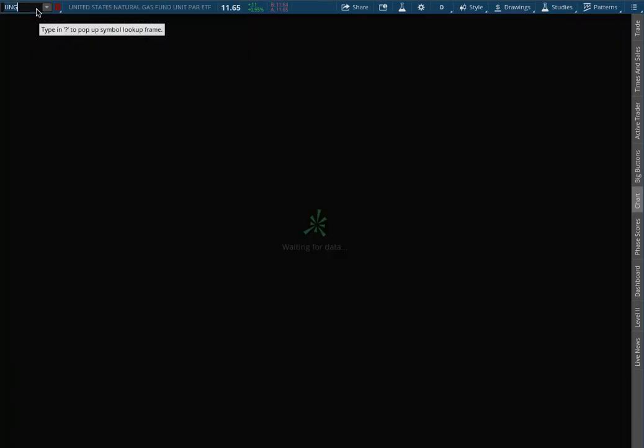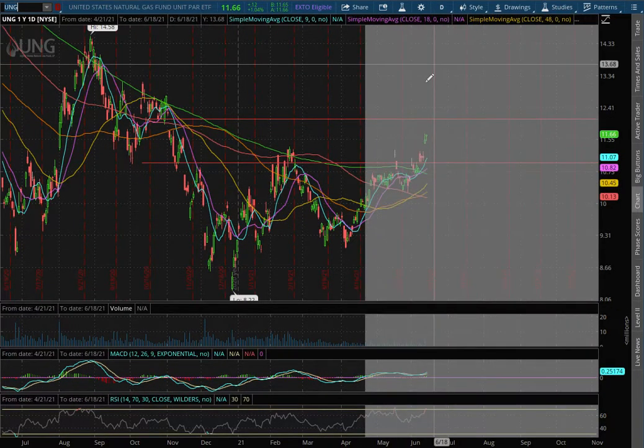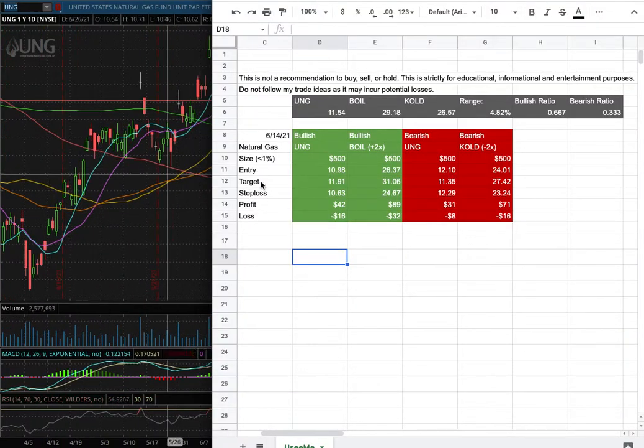As with the trade idea, I'll be trading UNG, and my position size for it is less than 1% of my portfolio. My long entry is at $10.98, and that is this range here. My sell target is at $11.91, and my stop loss is at $10.63.